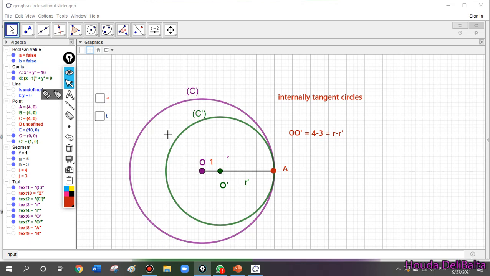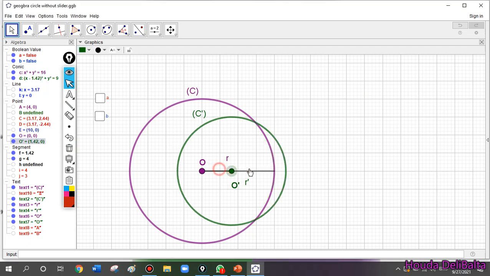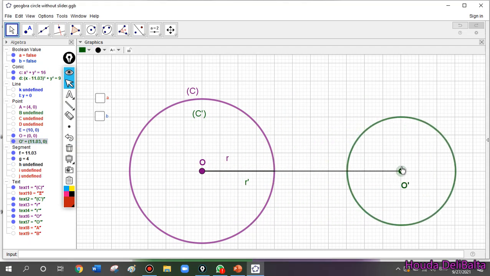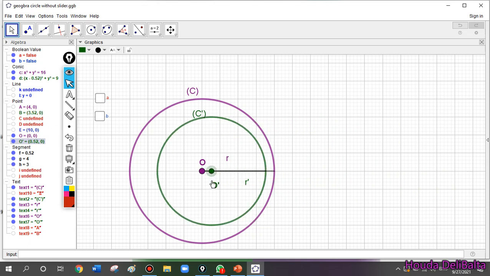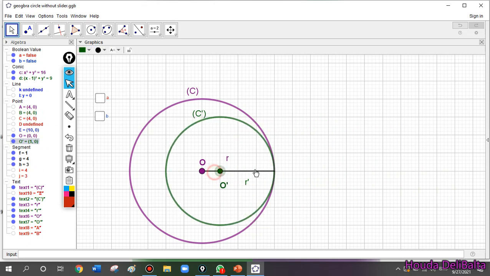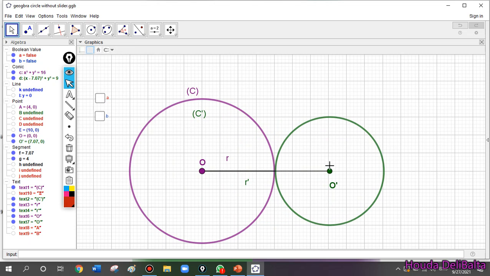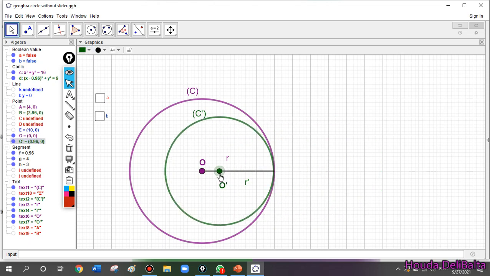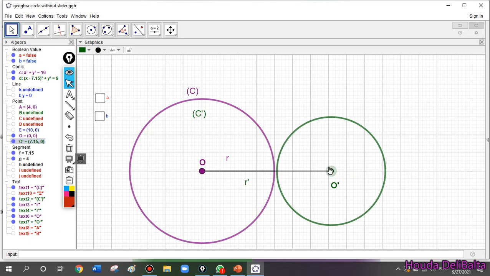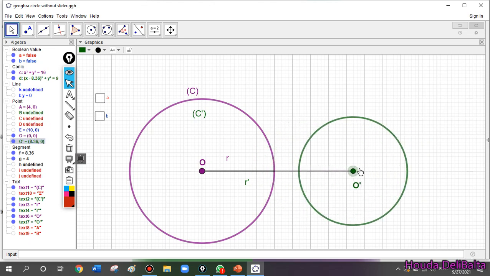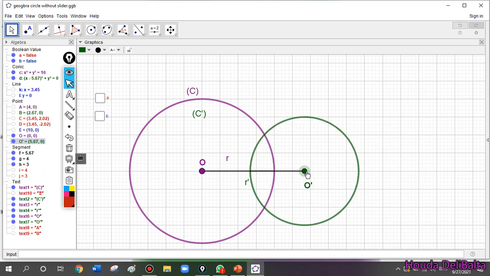Let's make a little revision. We talked about externally disjoint circles, internally disjoint circles, externally tangent circles, and internally tangent circles. What do we have also? Let's continue with relative positions between circles. Guess what we have?